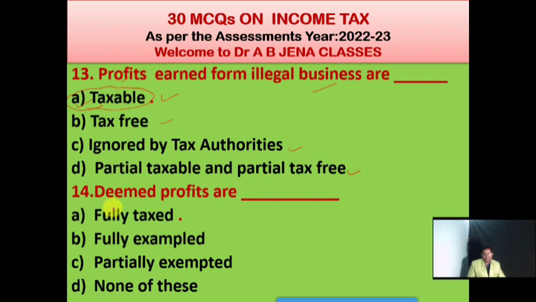Next MCQ, deemed profits are: A, fully taxed; B, fully exempted; C, partially exempted; D, none of these. So the right option is A. Deemed profits are fully taxed.